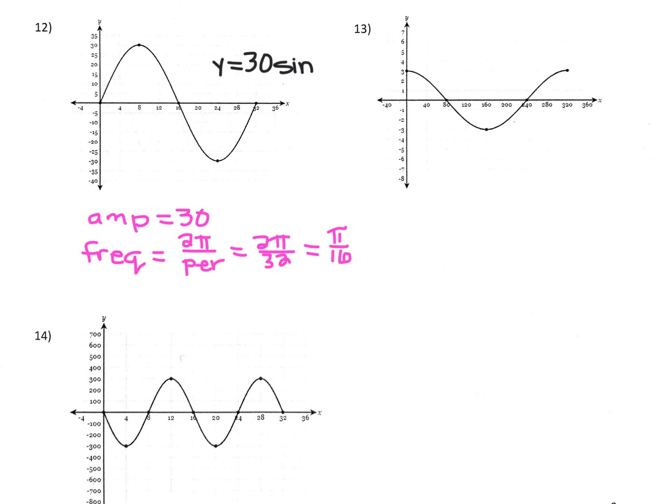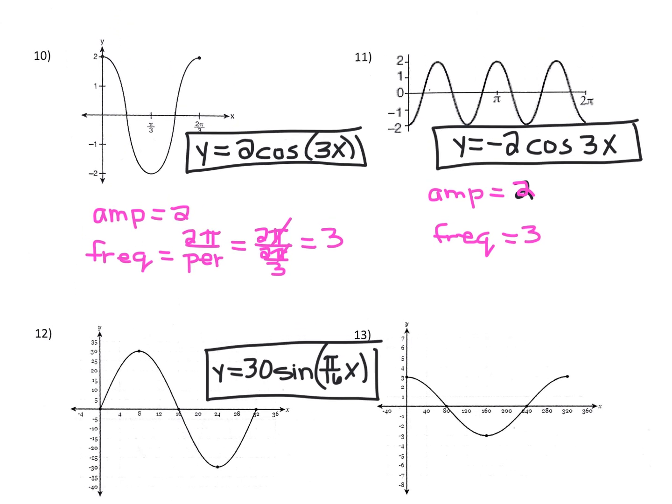Okay, so this is our frequency. So this is what's going to go in front of the x in the equation, in a parenthesis with an x. I just want to point out that when your x-axis is in terms of numbers, you're going to have a pi in your frequency. When your x-axis is in terms of pi, you're going to have just a number as your frequency.